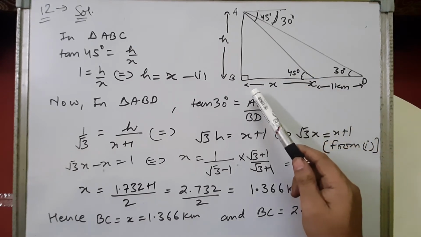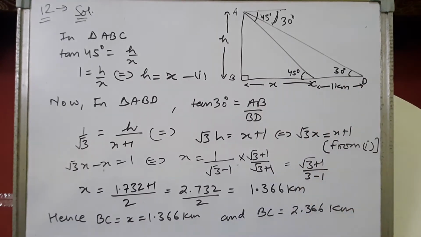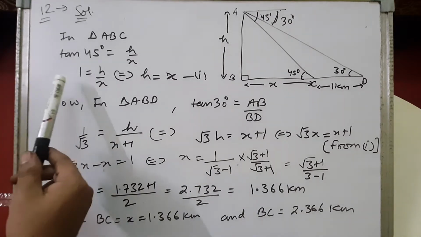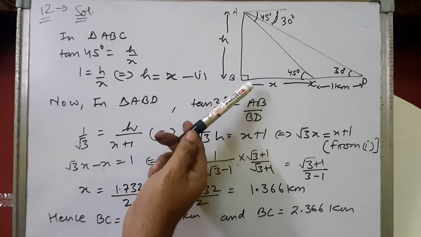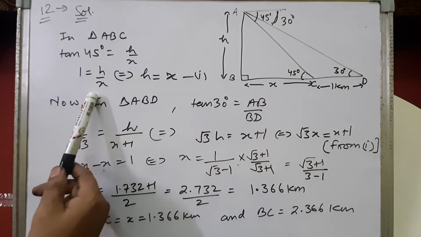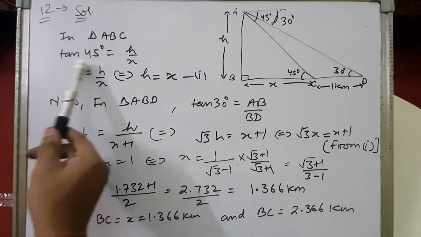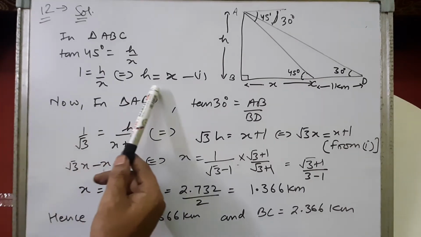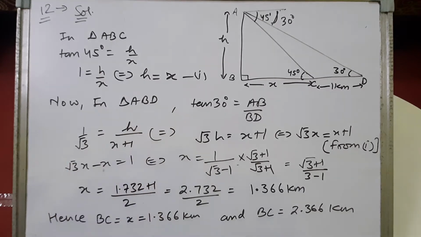First we take triangle ABC. In triangle ABC, if we apply tan 45 degrees, that will be AB upon BC. AB is h and BC is x. So h upon x, the value of tan 45 degrees is 1. So when we cross multiply, we get the condition that the value of h and x is the same, or equal, right?